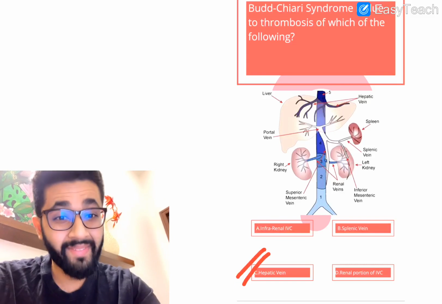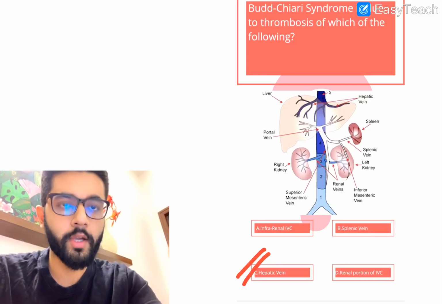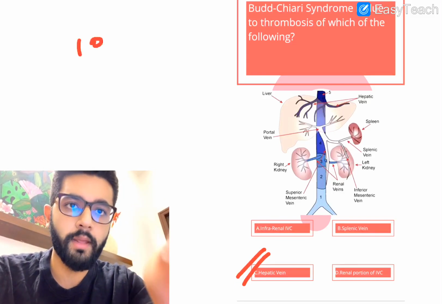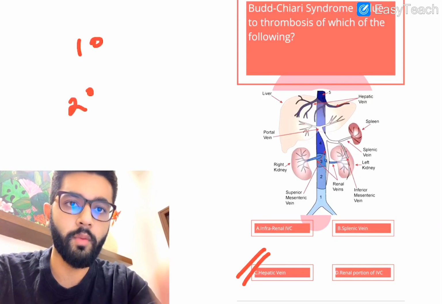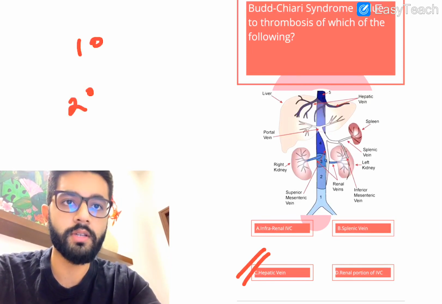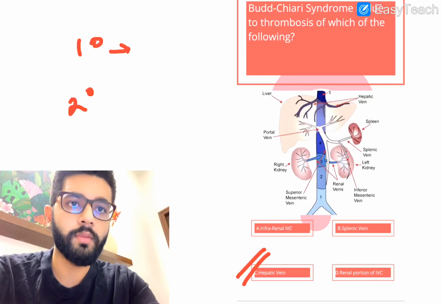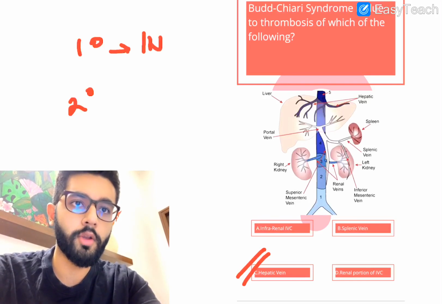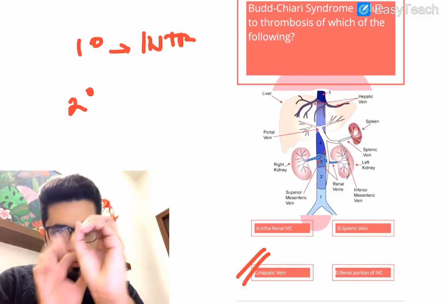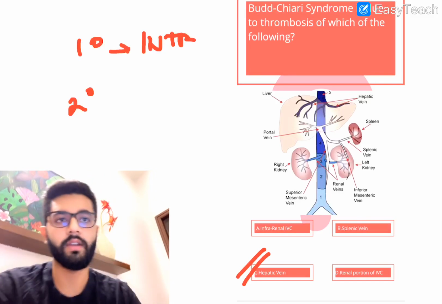Pathologically, we can say there are two types of Budd-Chiari syndrome. First is primary Budd-Chiari syndrome, and the other, the less common one, is secondary Budd-Chiari syndrome. Primary Budd-Chiari syndrome is nothing but an intramural thrombus: a thrombus forming within the vessel, which blocks the venous outflow.